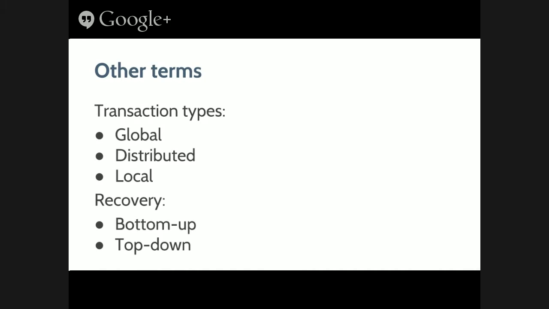Just a few final terms. In terms of transactions, you tend to refer to them as either global, distributed, or local. Local transactions apply to a single resource manager and don't really have any interaction with Narayana. Global transactions include more than one resource manager, and then distributed include more than one, say, node.